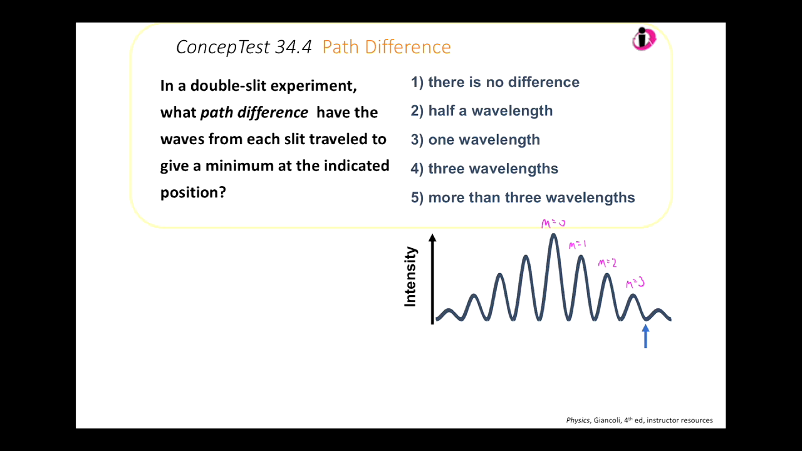So notice we can number these individual peaks, starting with the central one, which corresponds to m equals 0, and then 1, 2, 3, and then we're at like 3.5. Going back to the equation, that indicates that the delta L is something more than 3 wavelengths. It's actually a 3.5 wavelength difference to give us that particular interference pattern.